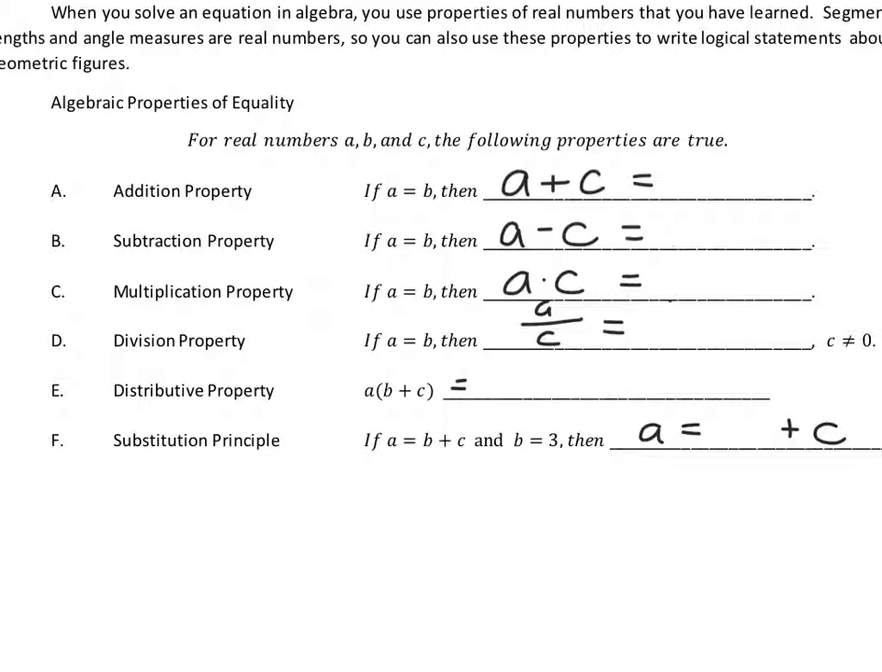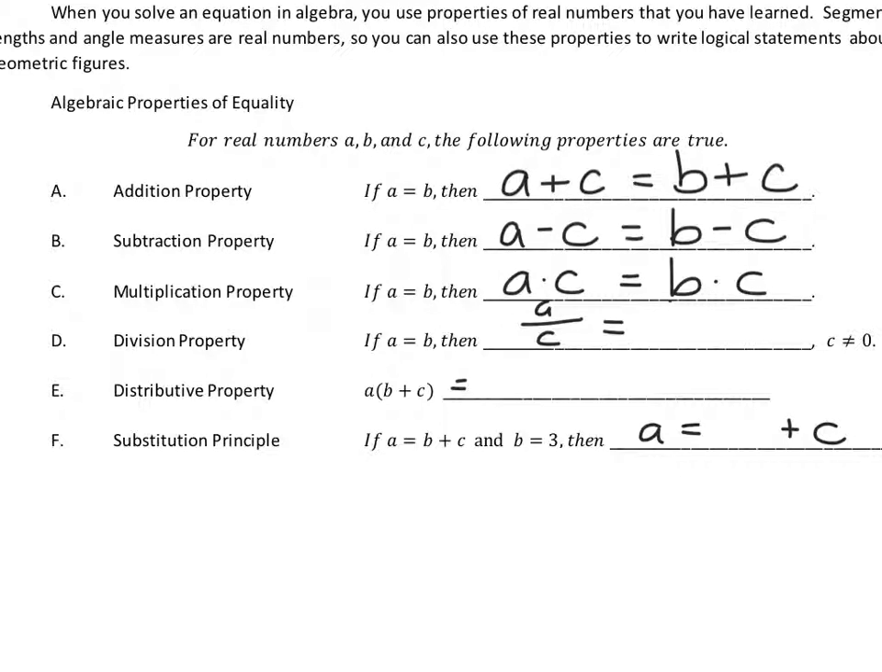Let's start first with the addition property. If I know that a equals b, then when I add c to a, that must be equal to b plus c. Likewise, in the subtraction property, when we subtract c from a, that must be equal to b minus c. In the multiplication property, if we multiply a by c, then we must multiply b by c. Essentially, what we do to one side, we do to the other.